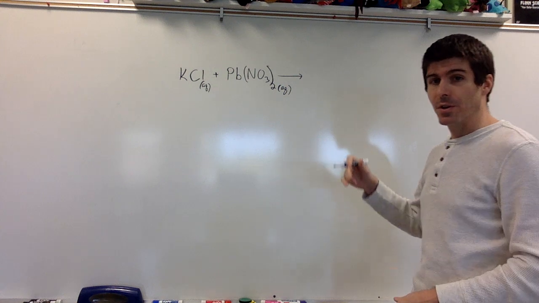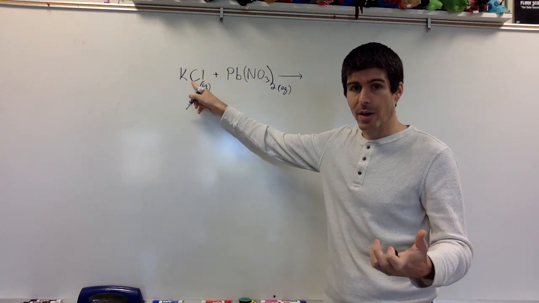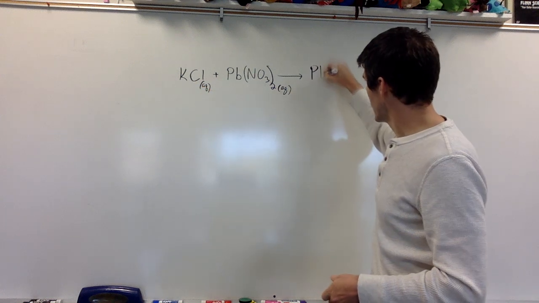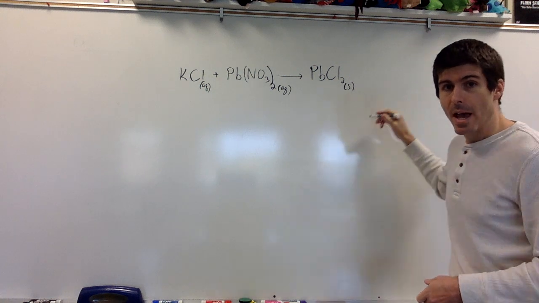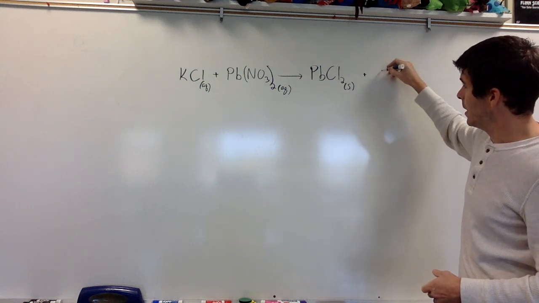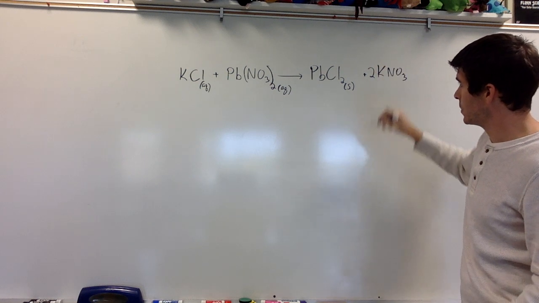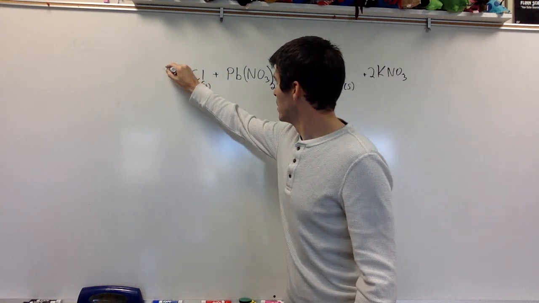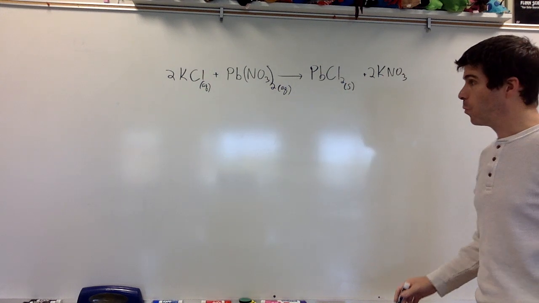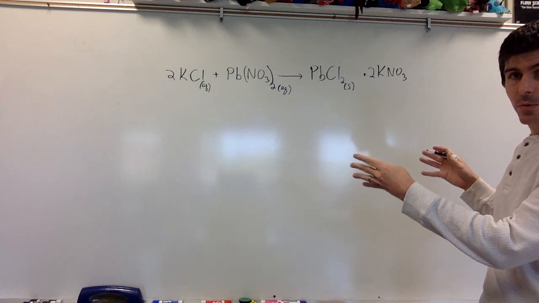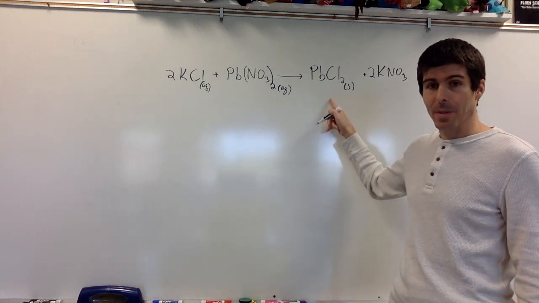First thing we need to do is figure out what our products are, and we're going to get lead chloride, so the positive ions go with the negative ions. And with our solubility rules, we know that that's going to be a solid, and then we're going to get potassium nitrate. And we need two of those. Okay, so we have a balanced equation, and what we need to realize is this is good for stoichiometry if we just need to figure out how many grams we need.